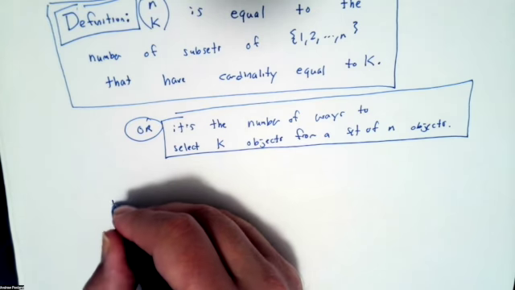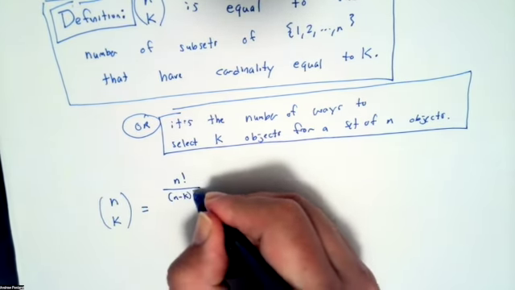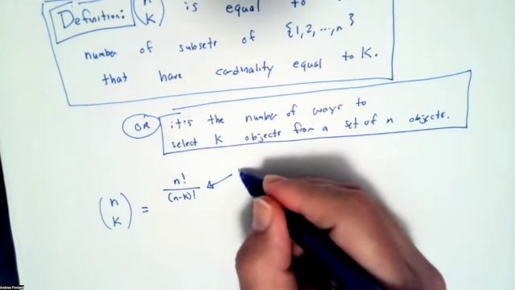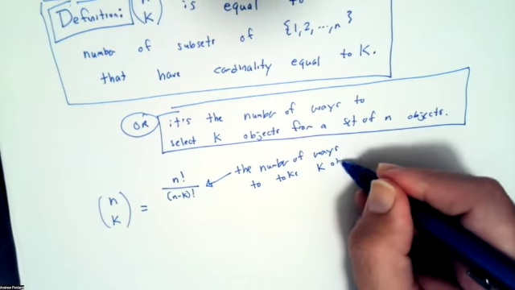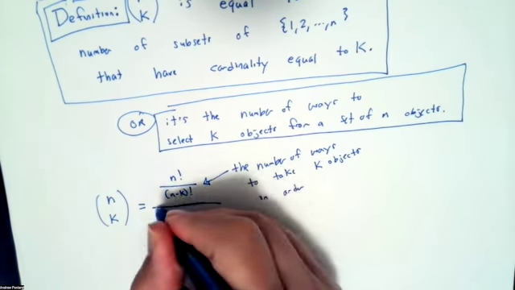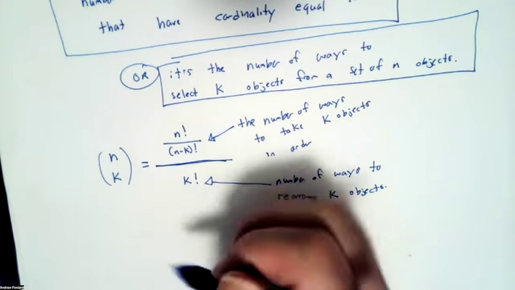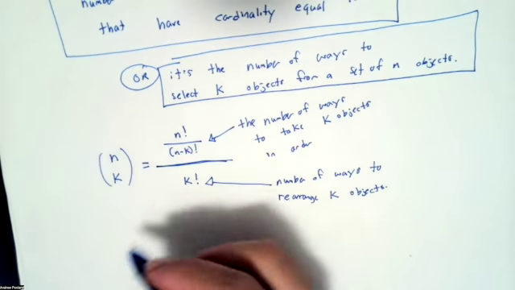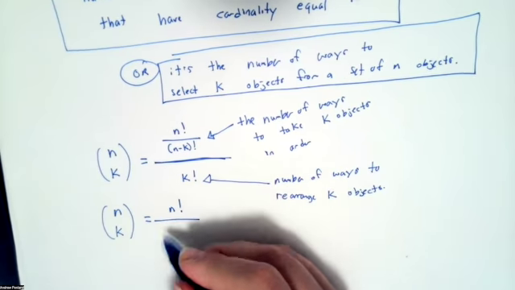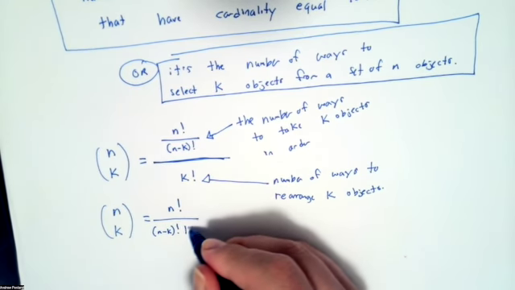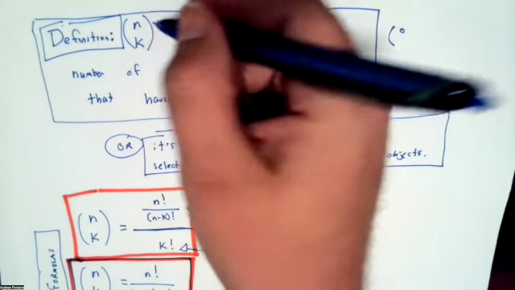And the formula for this is n factorial over n minus k factorial on top. This is the number of ways to take k objects in order. And we're going to be dividing it by the number of ways to rearrange k objects. Then what people usually do is combine these using fraction division. So you'll more commonly see this written as n factorial over n minus k factorial times k factorial. This is called n choose k.